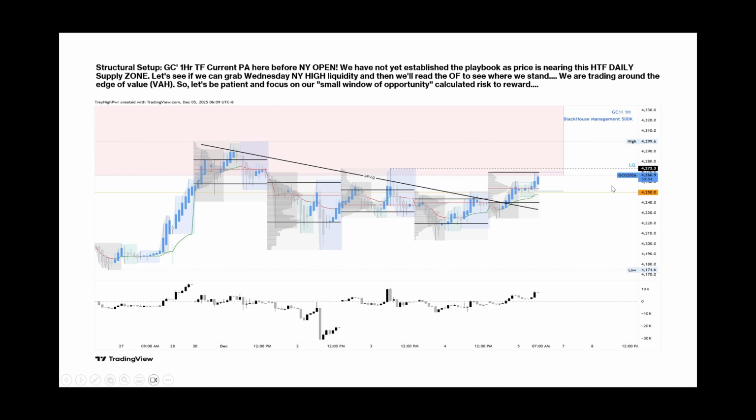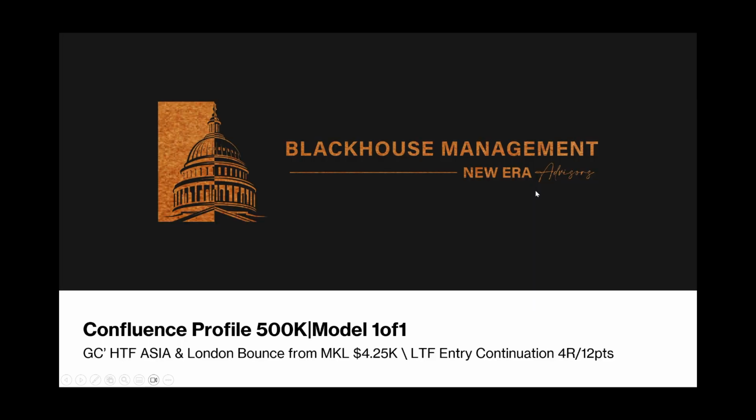So we pushed down into the value area high, yesterday's value area high. The buyer supported it. We supported 4.25K during Asia and London, and we pushed higher. That is why I said this was a higher time frame Asia and London bounce from major key level.